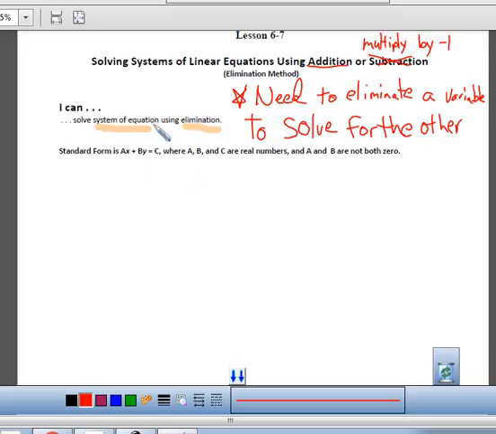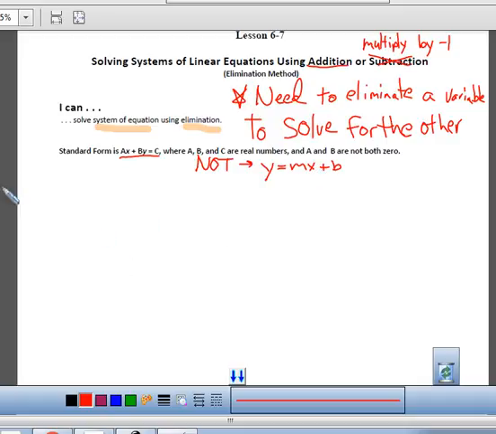Also, one more thing to talk about before we get started. We're dealing with equations that are going to be in standard form. So it's going to be ax plus by equals c, where a, b, and c are all real numbers, and a and b are both not 0. They are not in y equals mx plus b form. If they were in that form, then we could do substitution and we wouldn't need to do elimination.